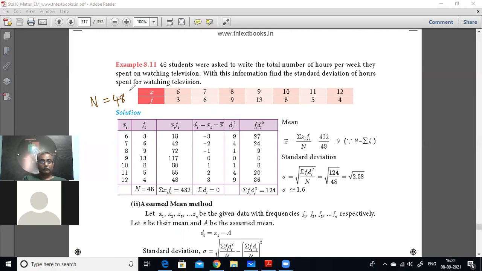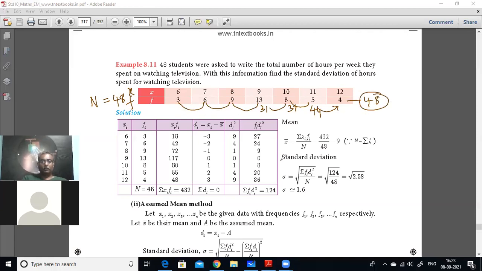Okay, this is x, this is f. So is n equal to 48? 3 plus 6, 9. 9 plus 9, 18. 18 plus 13, 31. 31 plus 8, 39. 39 plus 5, 44. 44 plus 4, 48. So n is correct. The frequency n is correct.